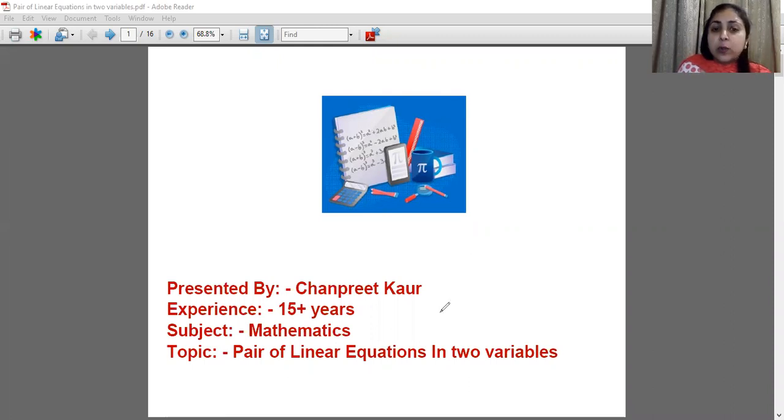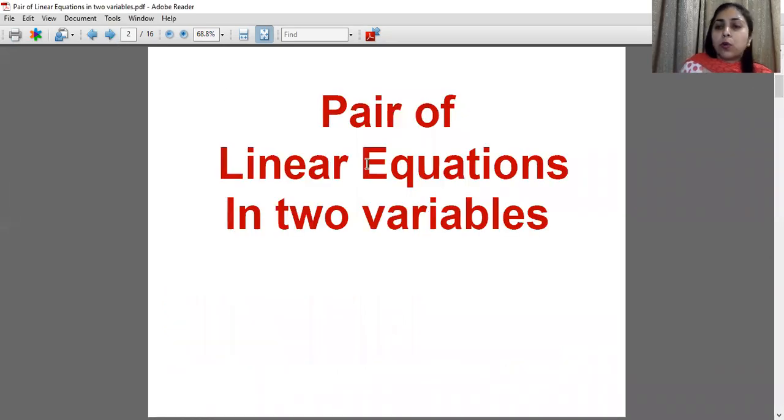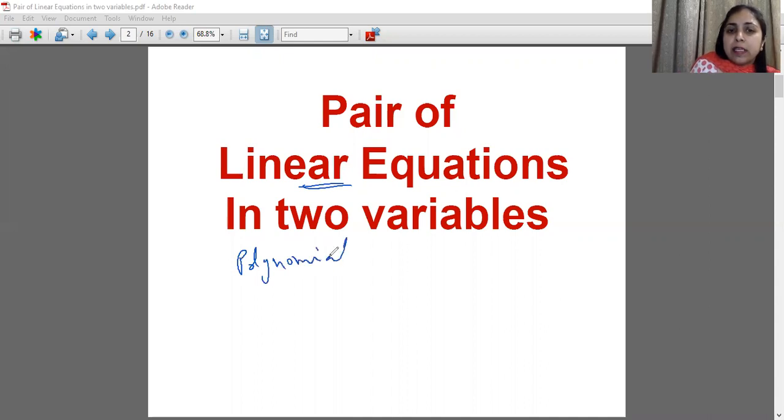So our today's topic is pair of linear equations in two variables, a topic for class 10th. So let us start today's topic. The point is now, what do you mean by linear equations? To understand the concept of linear equations, let us concentrate on one definition, that is polynomials.